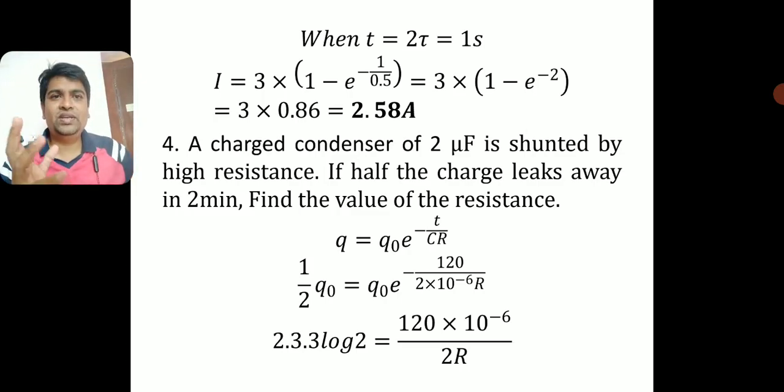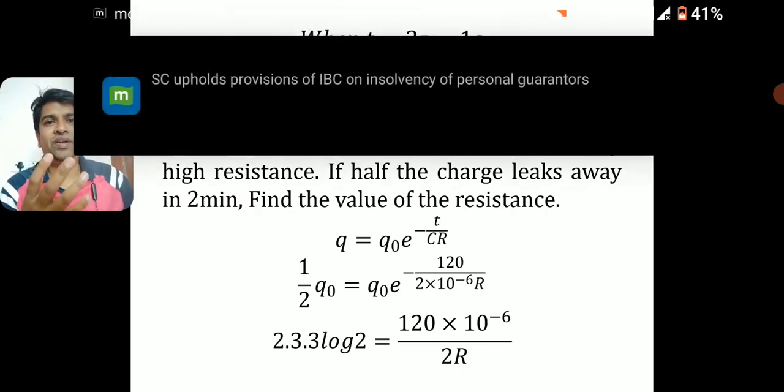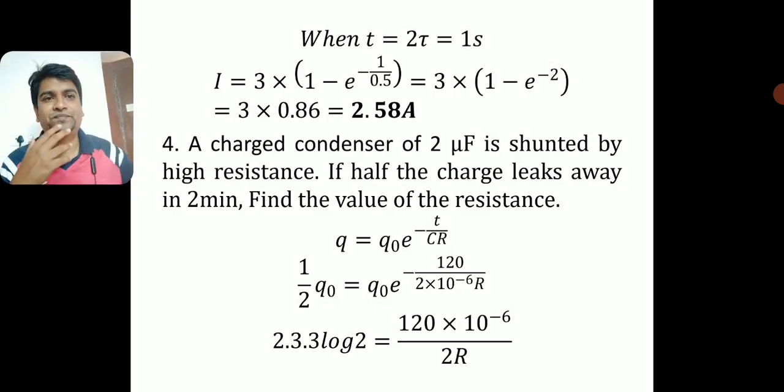The only formula which we need to use here is Q is equal to Q naught e to the power of minus t by CR, where we need to find the value of resistance R. What is the value of Q? At what charge are we going to find the resistance? It is clear that half of the charge leaks away in 2 minutes. In 2 minutes Q will be 1 by 2 times Q naught. If you take time as 2 minutes, then you have to take Q as 1 by 2 times Q naught. Let us do that. I have substituted Q as 1 by 2 times Q naught.